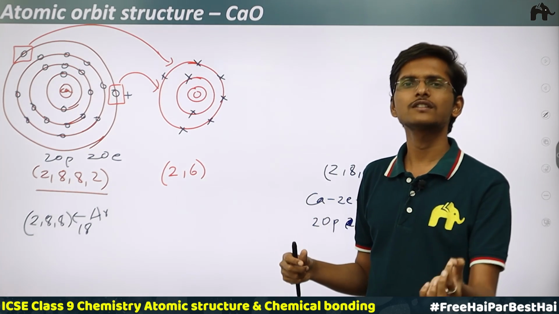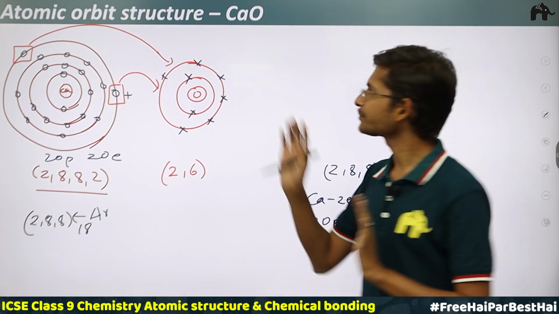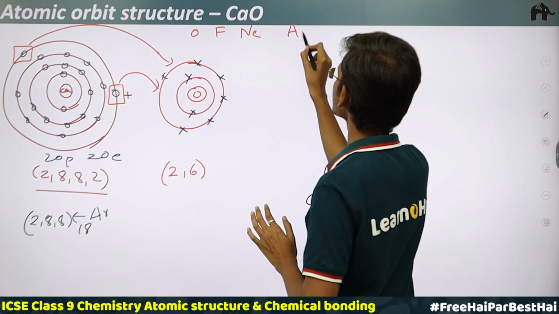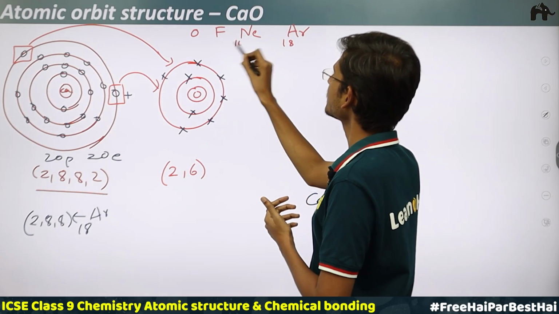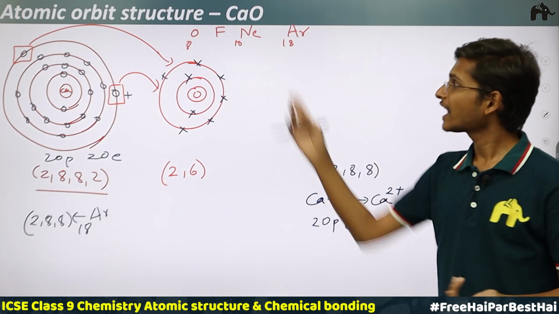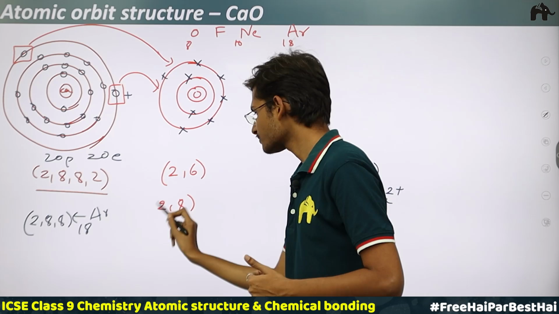Oxygen's nearest noble gas configuration is neon. How? See, oxygen, fluorine, neon. Oxygen's atomic number is 8, neon's atomic number is 10. So oxygen, fluorine, neon, and after neon comes argon, the next inert gas, which has atomic number 18. This has 10. Oxygen's atomic number is 8. So who is nearer? Neon. And this neon's electronic configuration is 2,8.